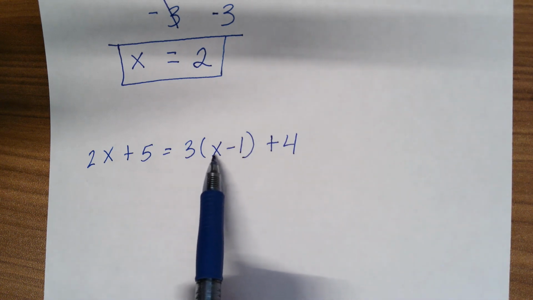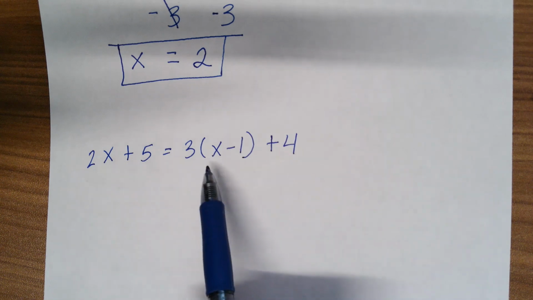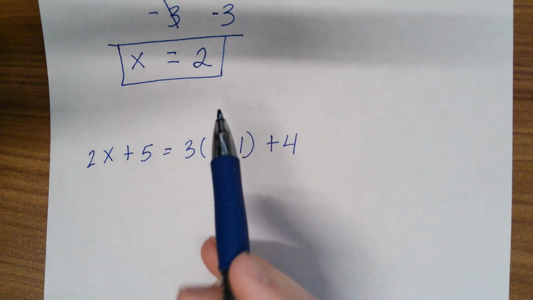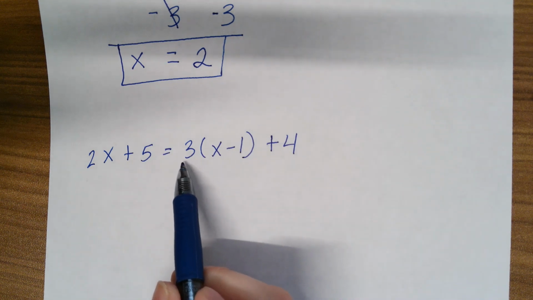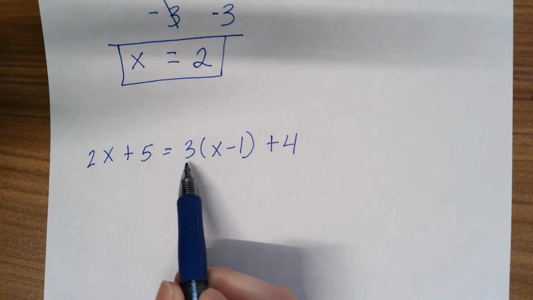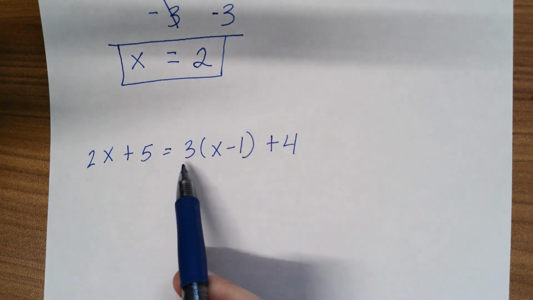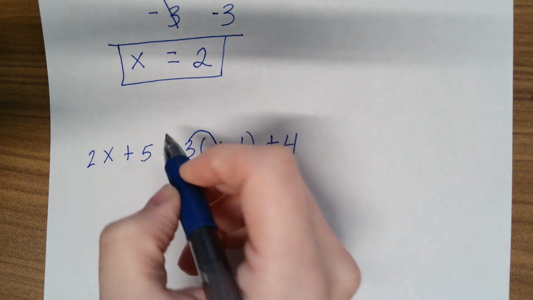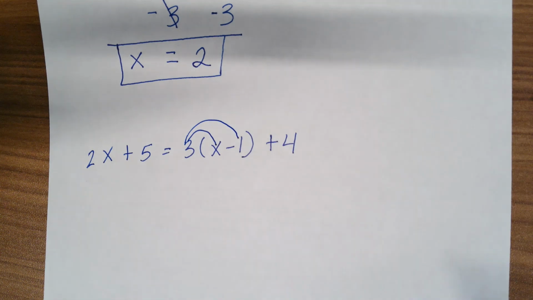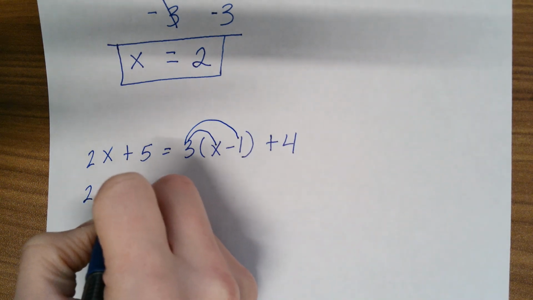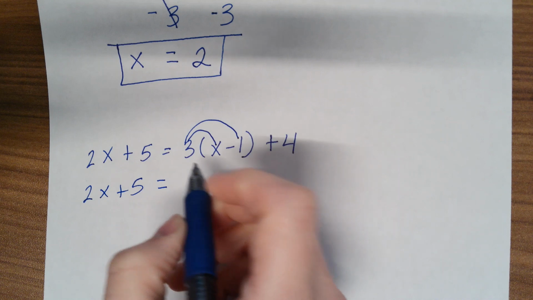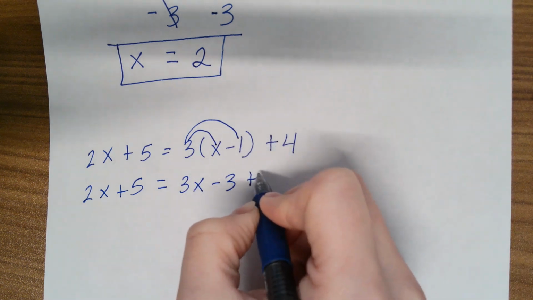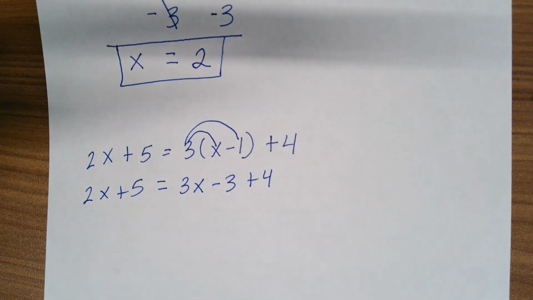So I do have one little issue here. There's an x on the right-hand side. I want to get all the x's on the left, but this poor little x is stuck inside these parentheses, so I've got to bust it out. The way we'll do that is by distributing the number on the outside. All that means is to multiply everything inside the parentheses times what is on the outside. So we're going to do 3 times x, which gives me 3x, and 3 times negative 1. So I end up with 2x plus 5 equals 3x minus 3, and then bring down my plus 4. So now I busted that x out.